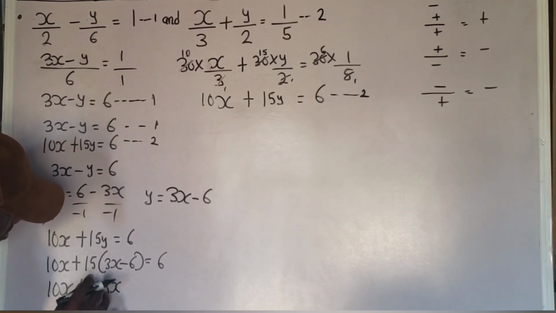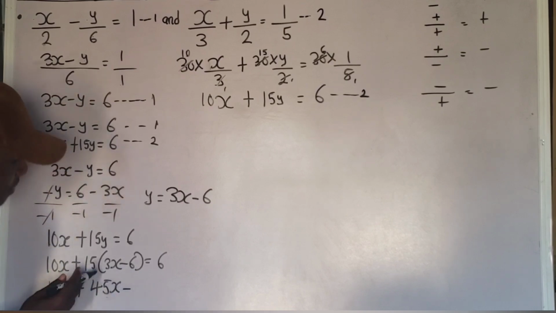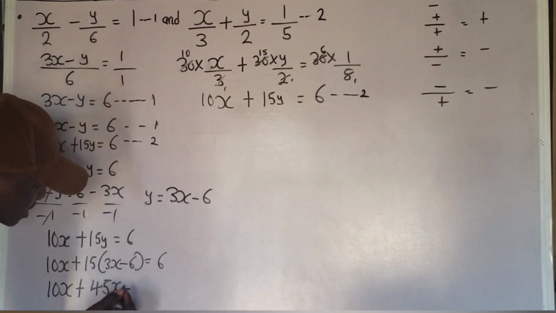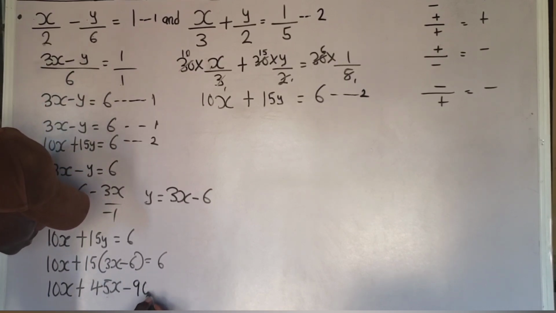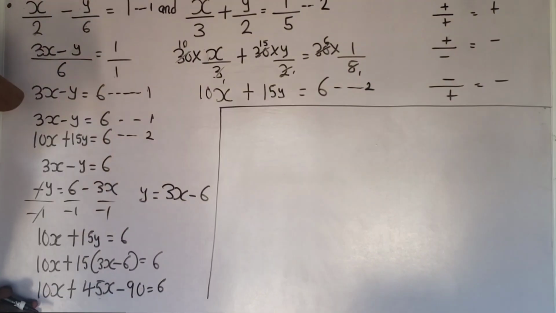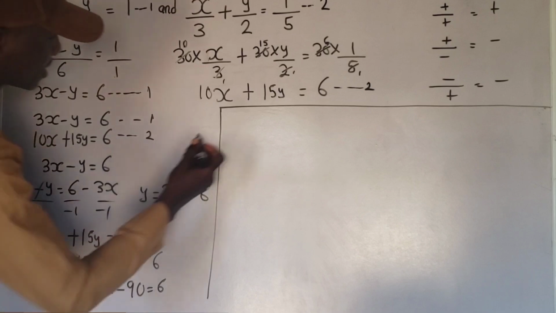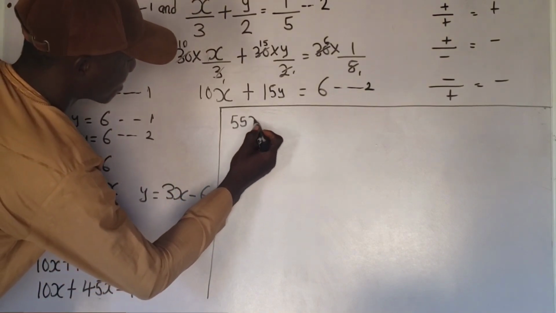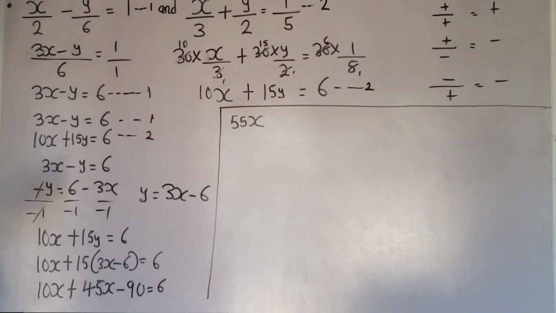45x minus 15 multiplied by negative 6, that will give me minus 90, okay, is equal to 6. 10x plus 45x, that is what? 55x. So I'm going to have 55x. Please, I want you to pay attention, okay?